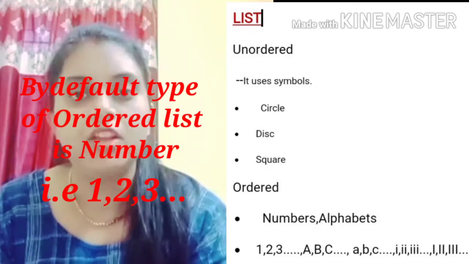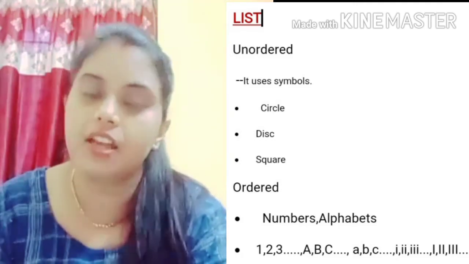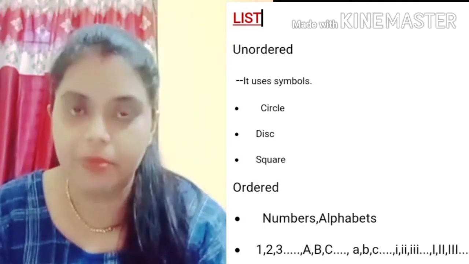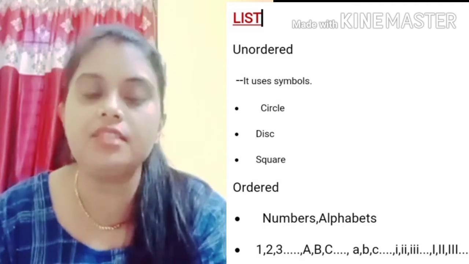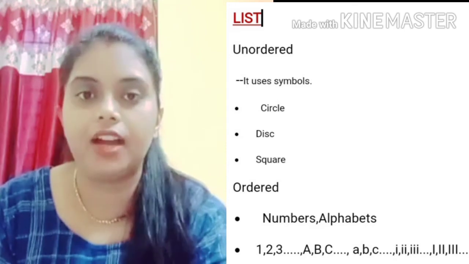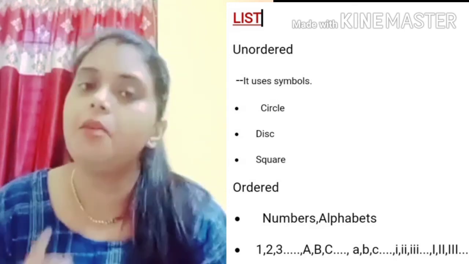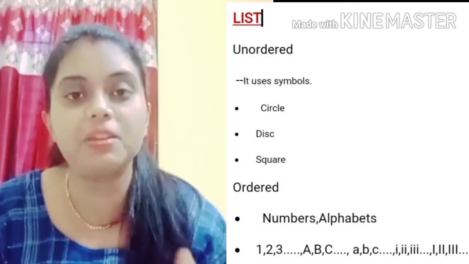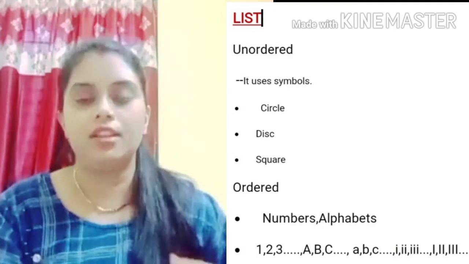So in an unordered list it will take the default type disc, but in an ordered list it will take the default type 1, meaning number. This is the difference between an ordered list and an unordered list. An unordered list is a collection of items using some symbols, but an ordered list is a collection of items using numbers or alphabets, and it can be used for sequential data.